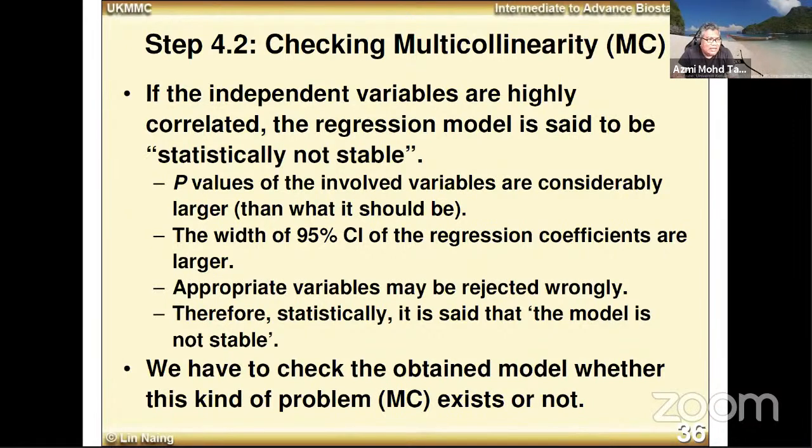If they are highly correlated with one another, then you end up with very high error values. The CI is very wide, very large. Then maybe some of the variables that should not have been rejected end up being rejected. So you have to check for the problem of multicollinearity.